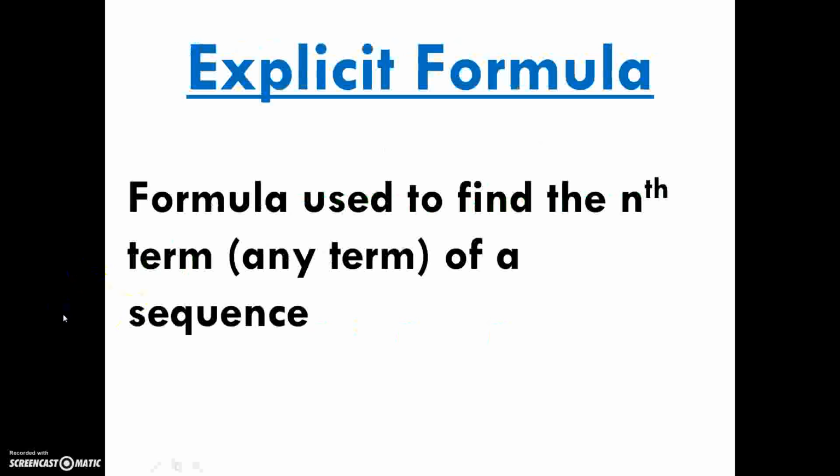Now, we're going to look at two different formulas when we're looking at arithmetic sequences. The first one is going to be the explicit formula. And the explicit formula is used to find the nth term, or any term that we're looking for, of a sequence. So we can be given a sequence like we did earlier with 4 numbers, but we can find the 50th term easily using a formula.